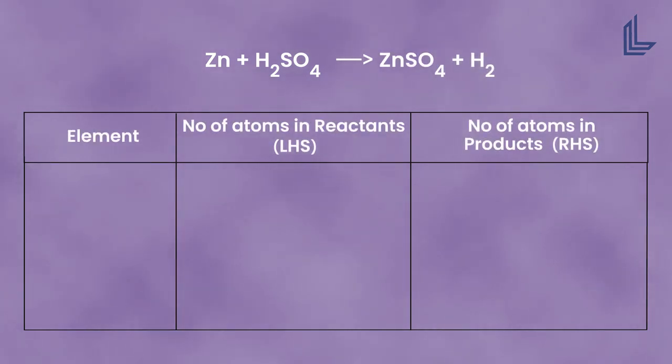So firstly, let us start with zinc. On the reactant side, we have one atom. On the product side also, we have one atom. So that's balanced. For sulfur, we again have one atom on the left-hand side and one atom on the right-hand side. That's again balanced. For oxygen, we have 4 atoms on the left-hand side and 4 atoms on the right-hand side as well. That's again balanced. Lastly, hydrogen: we have 2 atoms on the reactant side and 2 atoms on the product side. Again, this is equal. Now luckily, this reaction happens to be balanced.